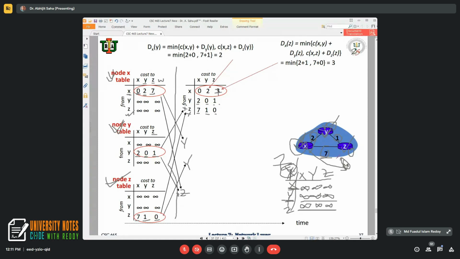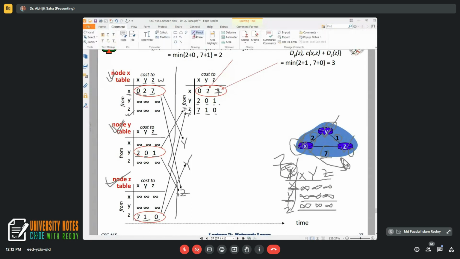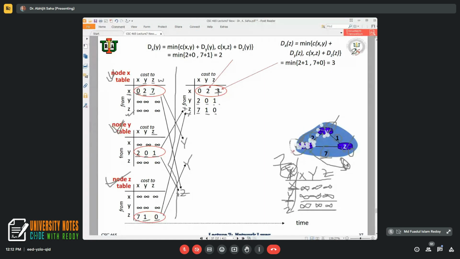Sir, these updates that we are making, for example, if z's table is updated, right? So the update that happened here at x and y, you are going to let your direct neighbors know. So node x has some updates. Who are the direct neighbors? Look at the graph. Who are the direct neighbors? Y and Z, right? So the update is going to be sent to Y and Z in this example. Do you understand that? Yes sir.